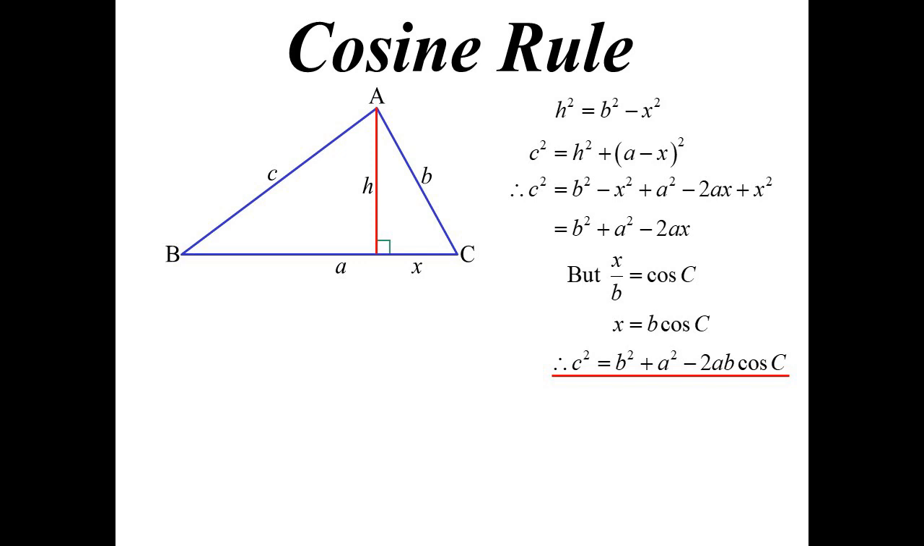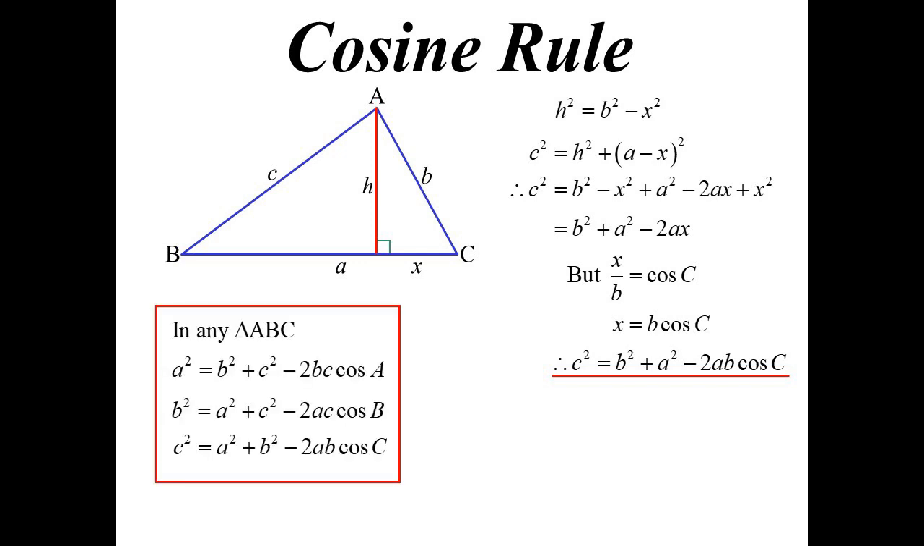So in any triangle, a squared is b squared plus c squared minus 2bc cos a. The additional bit, again, is two sides and the included angle, same as when we find the area of a triangle. That's what you're looking for. So I could have b squared is a squared plus c squared minus 2ac cos b, and c squared is a squared plus b squared minus 2ab cos c. All possibilities. Let's do an example.